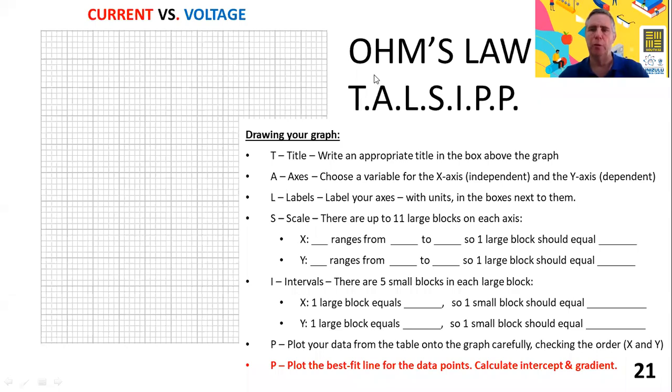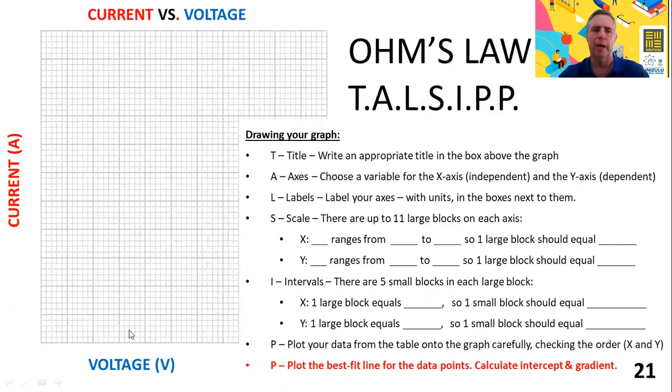So the table on page 20 should be completed now. Let's turn to page 21 and let's do the graph. First of all, we're going to construct this graph by using the TALES method. So the first T stands for title, and we've already put a title to the graph, current versus voltage. Just make sure that what's on the y-axis, current, is mentioned first, and what's on the x-axis, voltage, is mentioned second. Secondly, A is for axes. Choose a variable for each of the axes, and L, label your axes with units. So if you haven't done so, fill these into the boxes on the side of your graph.